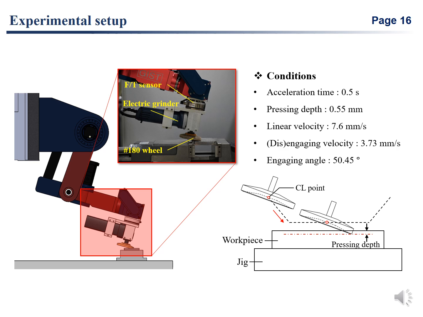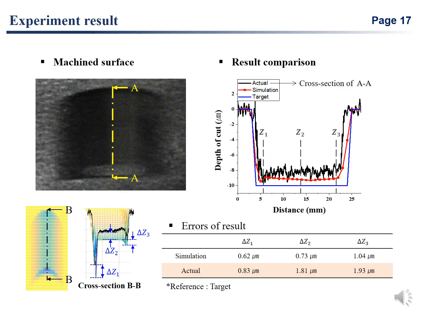Second, in the linear section, the wheel travels on the surface at 7.6 mm per sec. And finally, the wheel is detached from the surface with the same condition as in the first step. From the experiment, we obtained the machined surface and profile data at the A-A cross-section. In addition, we can confirm that the deviation between actual and target in the sections G1, G2, and G3 is within 2 micrometers.